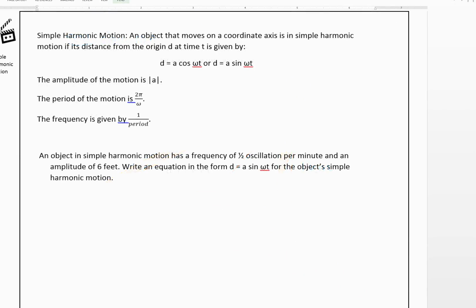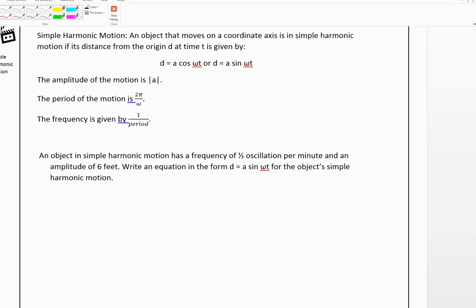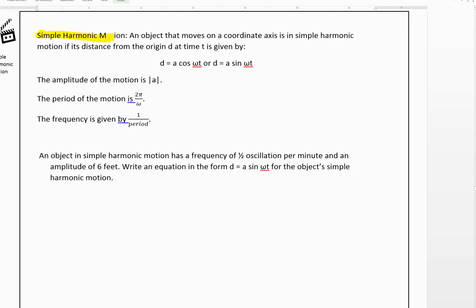We're going to look at another application of the trig functions here, and it's simple harmonic motion. An object that moves on a coordinate axis is in simple harmonic motion if its distance from the origin d at any time is given by d equals a cosine of omega t, or d equals a sine of omega t.